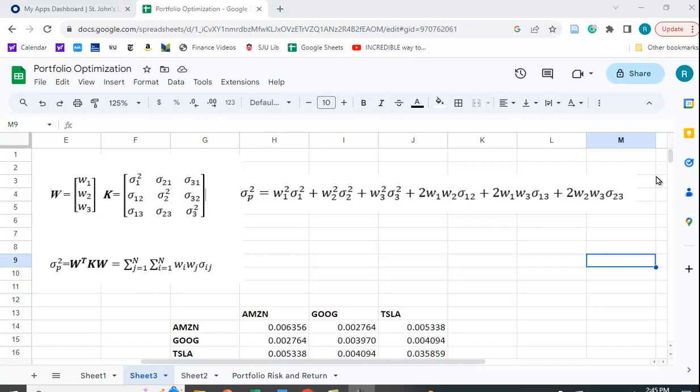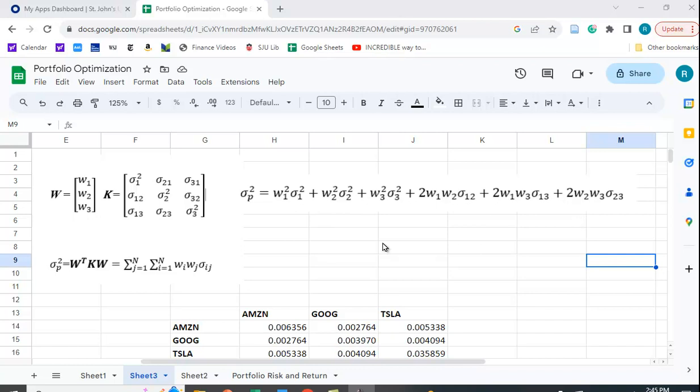I want to show you how to calculate portfolio variance in Google Sheets using matrix algebra. It turns out that if you want to calculate the portfolio variance, you can have a fairly long equation here depending on how many securities you have. If you happen to have 3 securities, which is all I have here, it's still quite a few terms, right? I have 6 terms here.